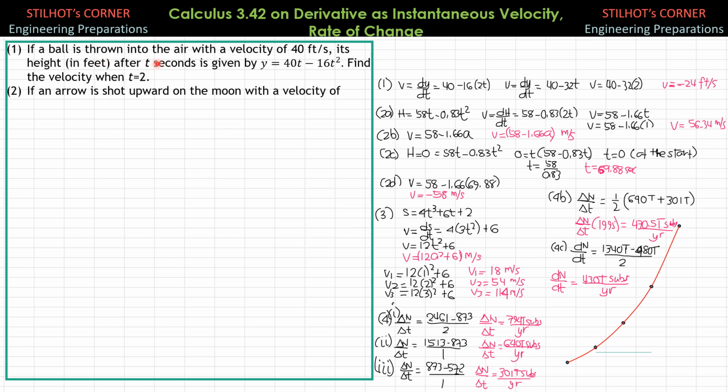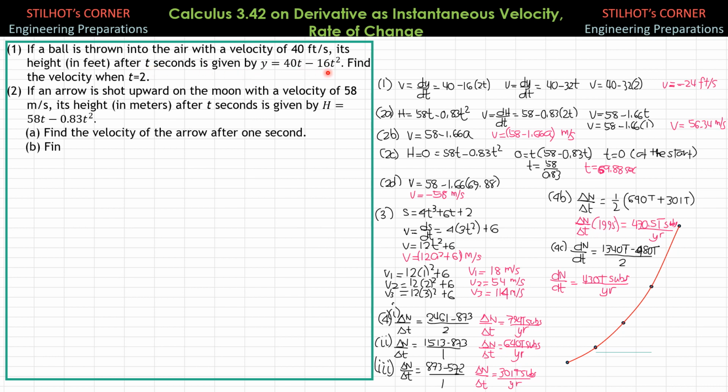If a ball is thrown into the air with a velocity of 40 feet per second, its height in feet after t seconds is given by y equals 40t minus 16t squared. Find the velocity when t is 2 seconds.